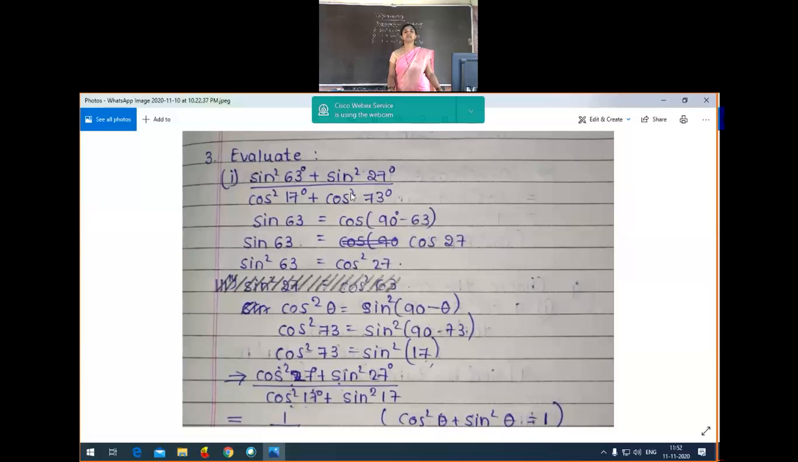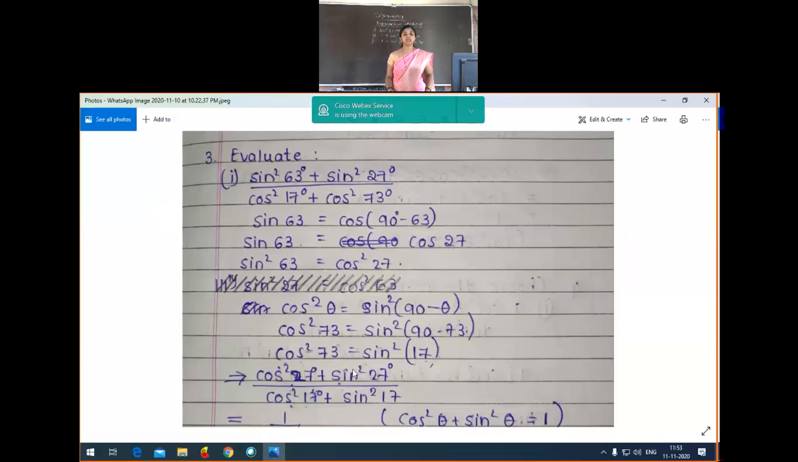Now let us take cos square theta is equal to sin square of 90 minus theta. Can we write the expression like this? Yes, because cos theta is equal to sin of 90 minus theta, in the sense cos square theta is equal to sin square of 90 minus theta. Then we take cos square 73. Cos square 73 is sin square of 90 minus 73. Then cos square 73 is sin square 17.